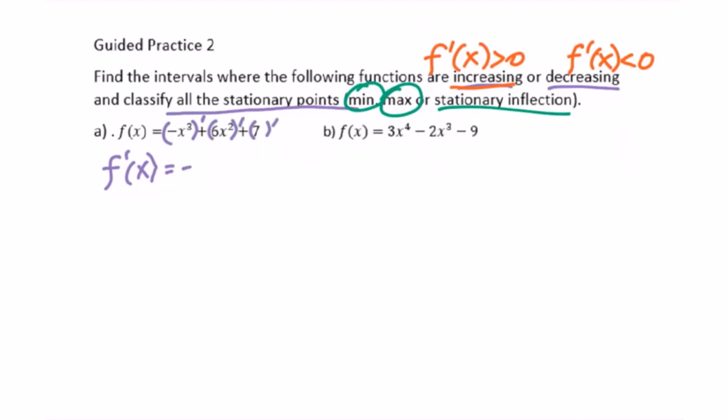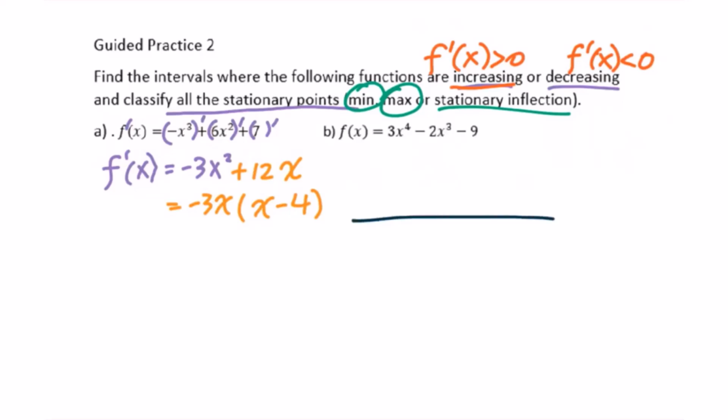You will get negative 3x squared plus 12x. We need to factor this. You will get negative 3x times (x minus 4). Then we draw the sign diagram. First of all, you have to get the roots: x1 equals 0, x2 equals 4. So 0, here's 4. Choose any number you want. Basically, we choose 0, 1, 2, 3.